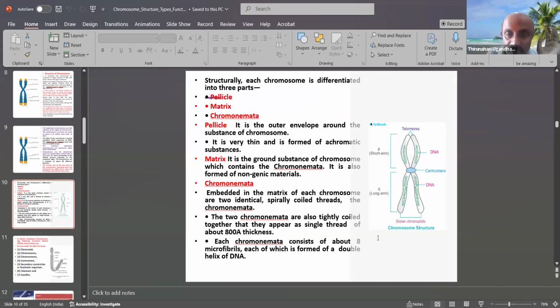Structurally, each chromosome is differentiated into three parts: pellicle, matrix, and chromonema. It is also double. In the last stages, the two chromatids are tightly coiled together so that they appear as a single thread of about 800 angstrom thickness.